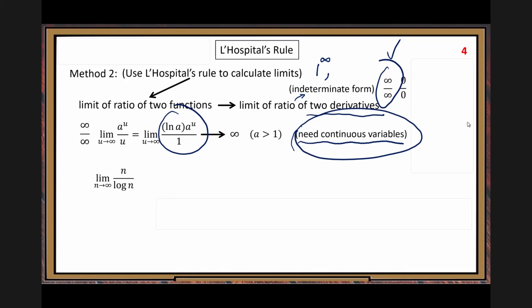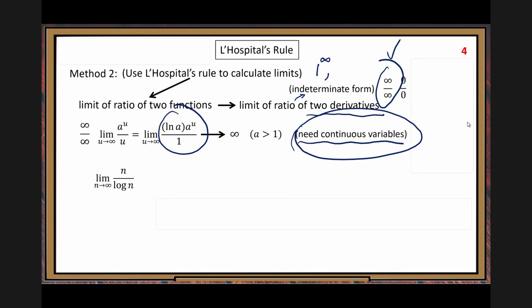Okay, we want to take this limit. But here, the two functions, numerator and denominator, are both discrete variables, and can only take consecutive integers: 1, 2, 3, 4. It's discrete variables.